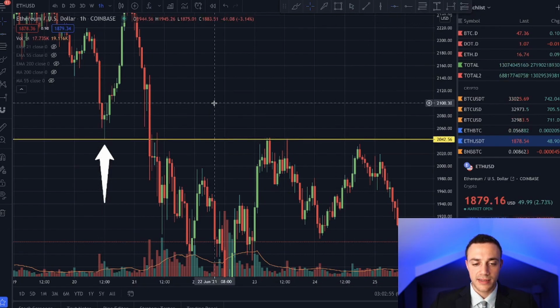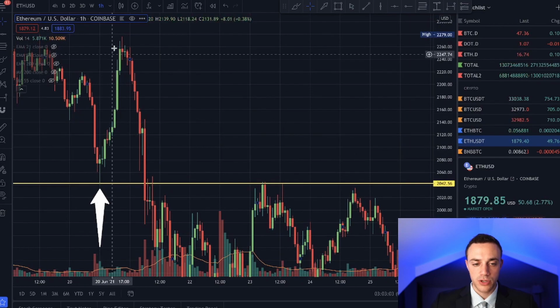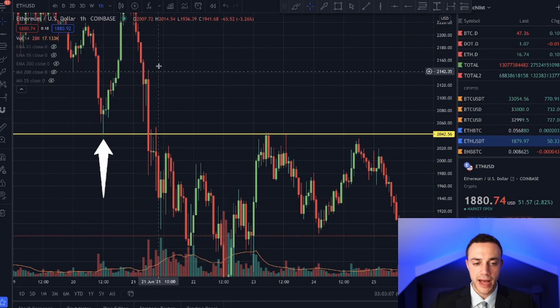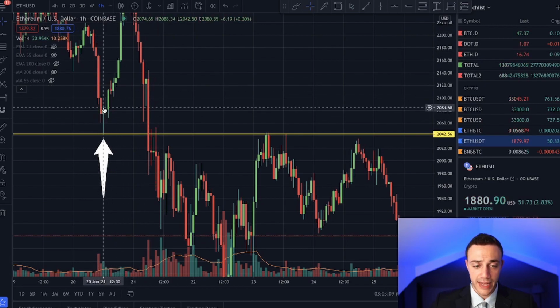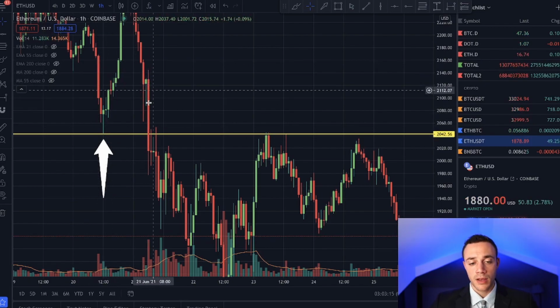And now we can see that this was used as a level of support. Buyers stepped in over here at $2,042 previously and pushed the price up higher to about $2,200. And now we came back, and this is obviously a demand zone. We have a drop base, a strong engulfing bullish candle rally outwards, and we can see price did actually test the demand zone here.